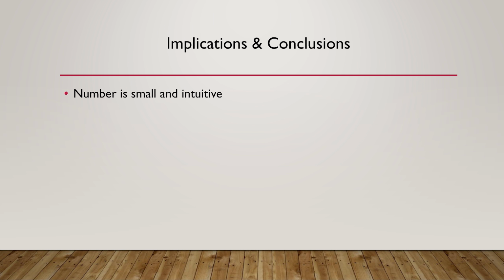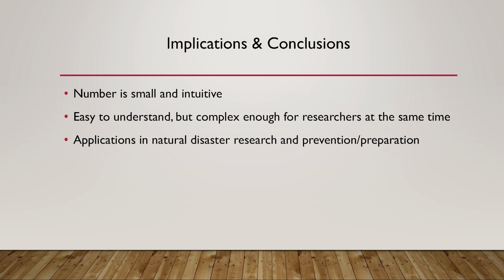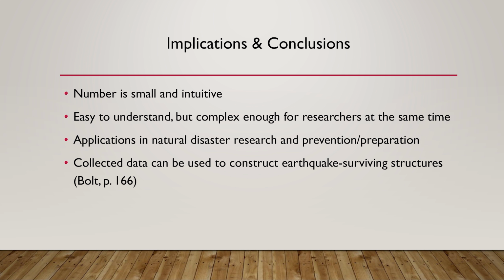The Richter scale's output number is small and intuitive, easy enough for the public to understand, yet complex enough for specialists to utilize effectively. It has obvious applications in the study of natural disasters, helping researchers to identify dangerous regions and trends. As Bolt notes in his Earthquakes 2006 Centennial Update on page 166, magnitudes of previous earthquakes are used in an approximate way to predict what the greatest acceleration of the ground shaking may be in an earthquake at a site of an important structure. The information is then used by the engineer to design a structure that will withstand such strong motion.